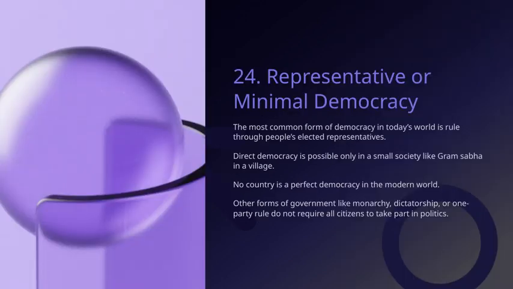Today, let's talk about what we call representative or minimal democracy. This is actually the most common form of democracy around the world today. In this system, people don't directly make all the decisions themselves. Instead, they choose representatives through elections who then make decisions on their behalf. It's a practical way to manage governance in large populations.